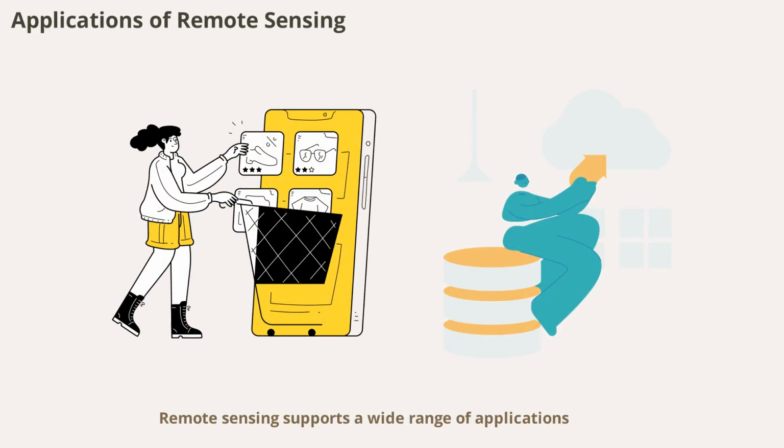Remote sensing supports a wide range of applications, from environmental monitoring and agriculture to urban planning and disaster response. By providing timely, accurate, and detailed information, remote sensing helps decision-makers manage resources, track changes, and respond to challenges more effectively. Its importance continues to grow as technology advances.